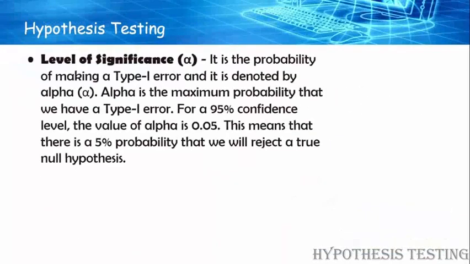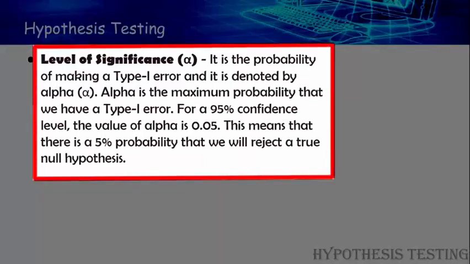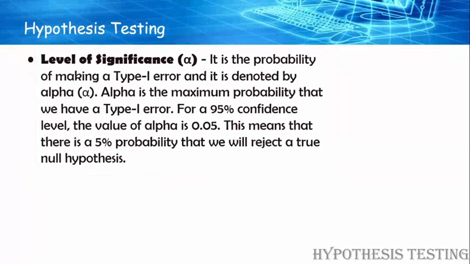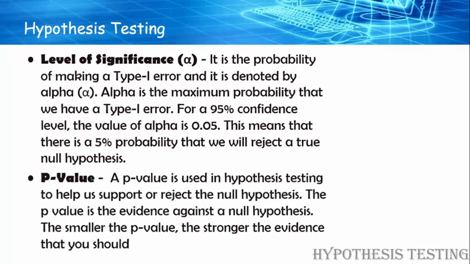Again, we have a level of significance, alpha. This is the probability of making a type 1 error. It is denoted by alpha. Alpha is the maximum probability that we accept for a type 1 error. Usually for a 95% confidence level, alpha is 0.05, that is nothing but 5% probability where the null hypothesis will be rejected. When we work on some projects, we will get lower accuracy, so we will be determining which are the false ones. The percentage of false ones is nothing but the level of significance, that is alpha.